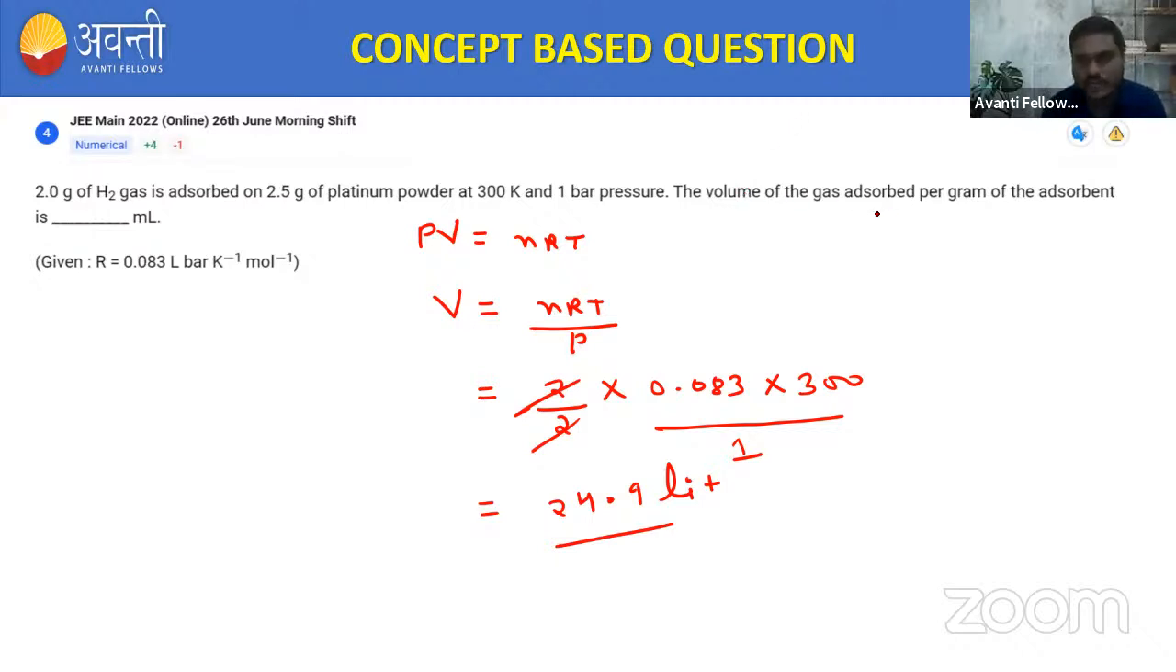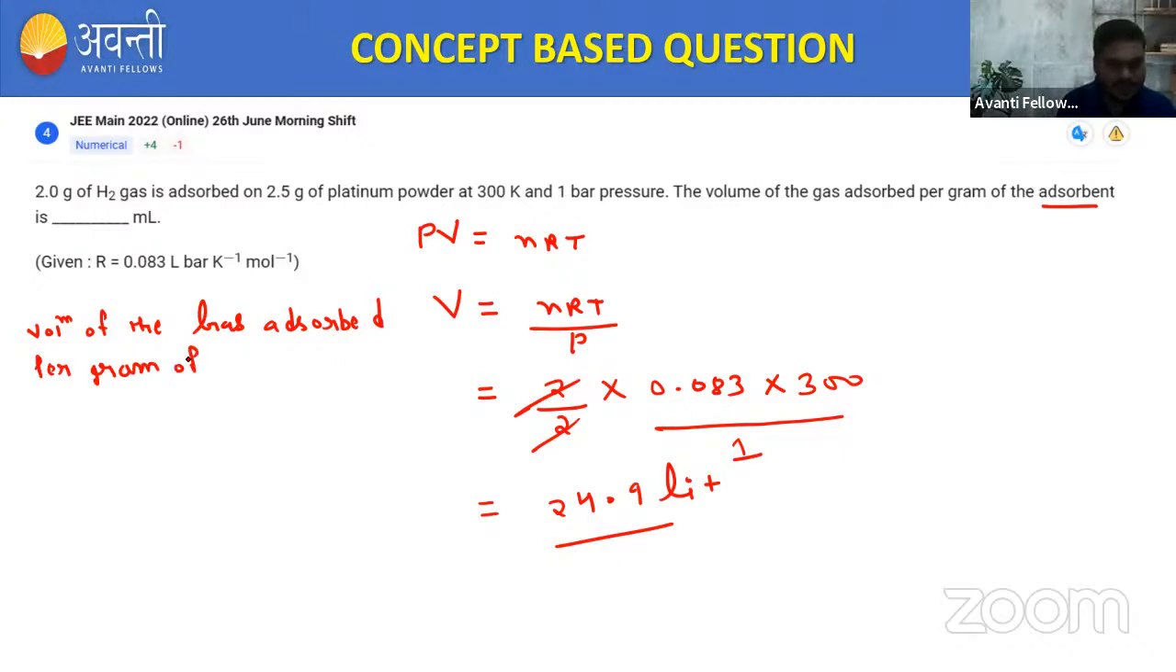Now in this question they're asking the volume of the gas adsorbed per gram of the adsorbent. So what is the volume of the gas adsorbed per gram of the adsorbent? So for calculating the volume of the gas adsorbed per gram of adsorbent, it is nothing but 24.9 divided by 2.5.